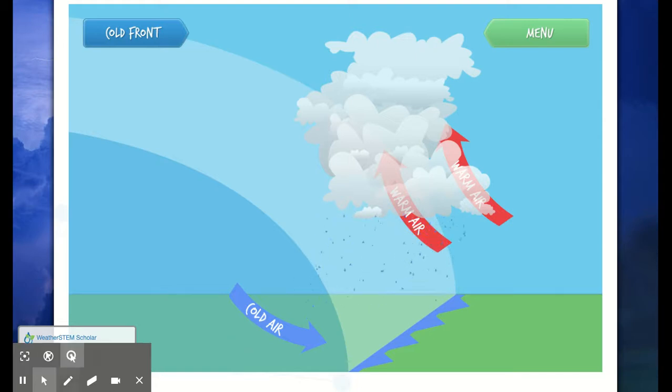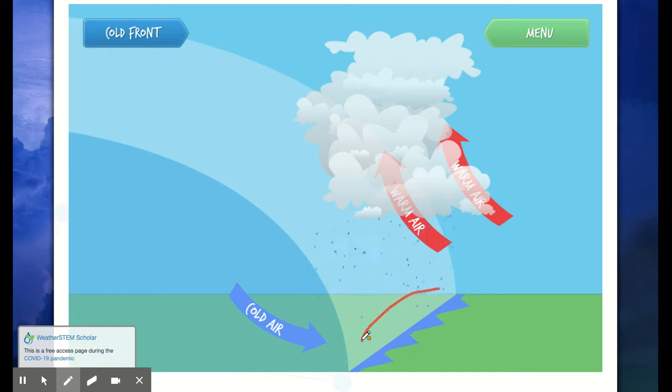Now, on a weather map, you would see a cold front. This is the symbol given to a cold front. It's actually blue triangles. Okay, so you would see this on a weather map, and the triangles point in the direction the cold front is moving. So this cold front is moving in this direction, the way those triangles point.